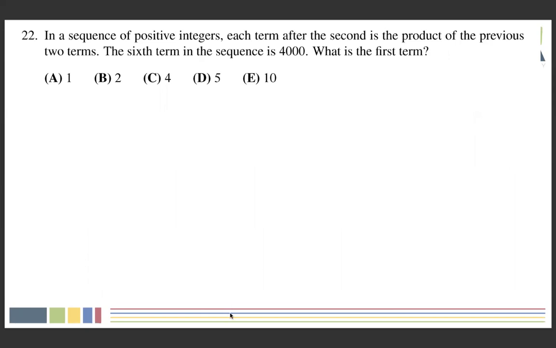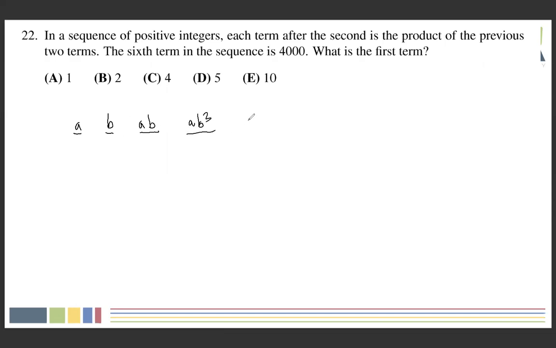Okay, so to solve this problem, we need to create variables to represent these positive integers. Notice that we just need to define the first 2 terms, and then after that, all the other terms in the sequence are defined. So let's write down the numbers A and B, and now let's write out the sequence. A, B, the next one would be A times B. The next one would be A times B, AB squared.